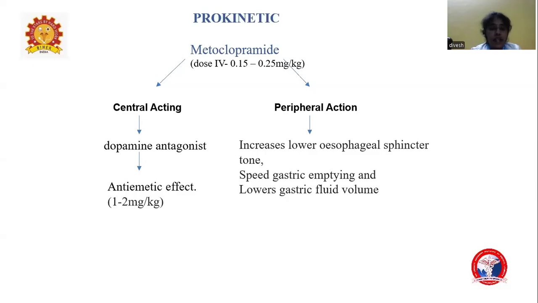Centrally, it acts by blocking the dopamine receptor in the chemoreceptor trigger zone of the CNS to produce the antiemetic effect. For the antiemetic effect, the dose is 1 to 2 mg per kg. To increase the lower esophageal sphincter tone, speed up gastric emptying and lower the gastric fluid volume, the dose is 0.15 to 0.25 mg per kg.